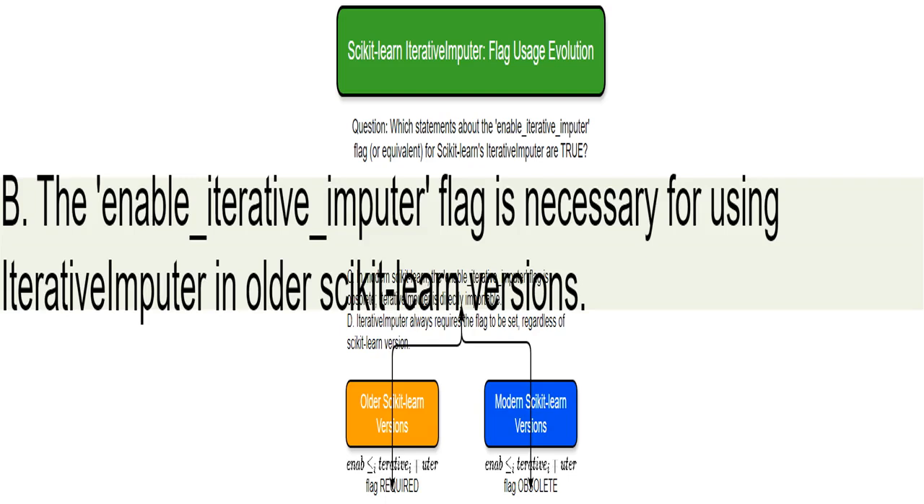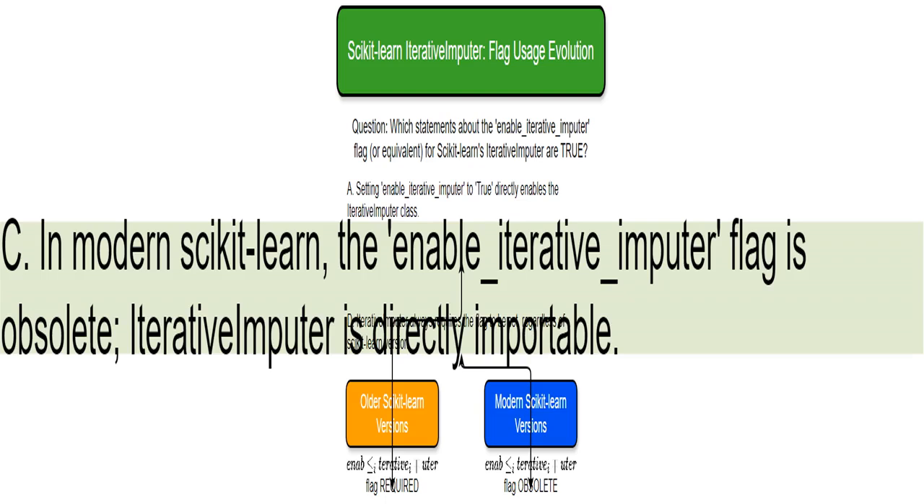This statement is correct. In newer Sklearn versions, you can import and use iterative imputer without any extra steps. You don't need to enable anything extra. The flag is a thing of the past. This statement is incorrect. This is not true. The flag was only required in older versions when iterative imputer was experimental, and it's no longer necessary in modern Sklearn.